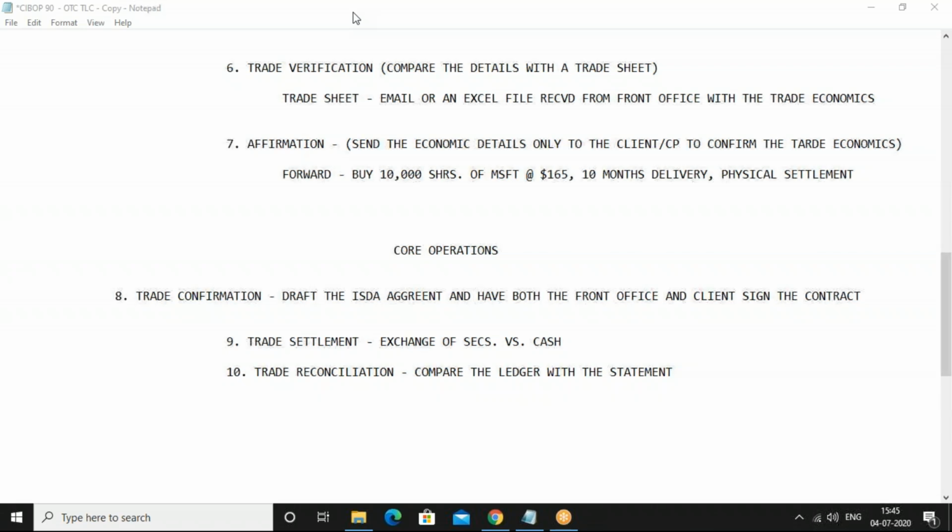Okay, so after affirmation is done, you'll do trade confirmation, where basically you'll draft the ISDA agreement and both the front office of the client and the investment bank have to sign it. That's your trade confirmation. Then you have settlement and reconciliation. Now let me make you understand this trade confirmation a little bit more. Sorry, affirmation a little bit more.